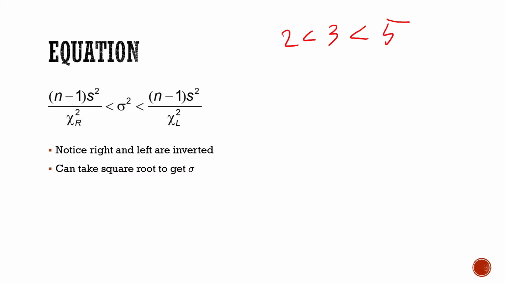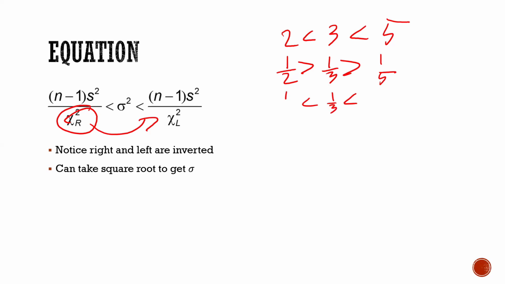3 is less than 5. But notice 1/2, 1/3, 1/5. Which way should my signs be? Is this true? It's inverted, right? So this number is bigger than this one. Since we're dividing by it, we have to switch. If I want these signs to be in the same order, I can keep the 1/3 in the middle, but I'd have to move the 1/5.